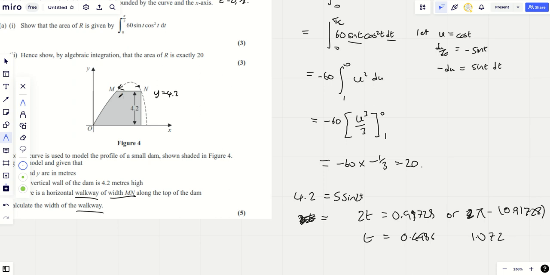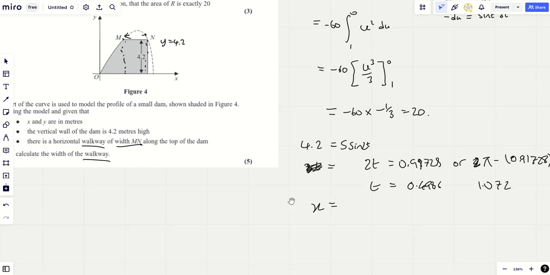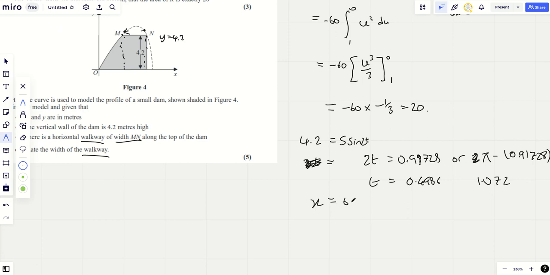Now all you're going to do with those t values is find the corresponding x values there and there by using x equals 6 sine t. Plug those values in, and you're going to get two x values, which are 2.869 and 5.269. Subtract, and you're going to get the width is 2.4 meters. Done. And that's it. Hope you enjoyed the video and it was useful. Bye.